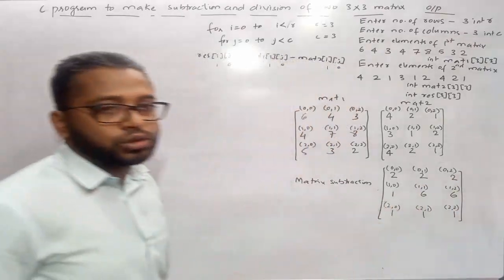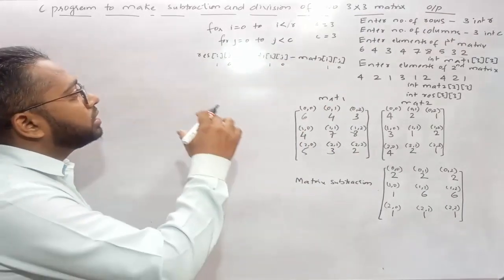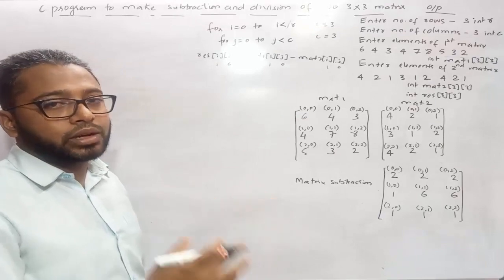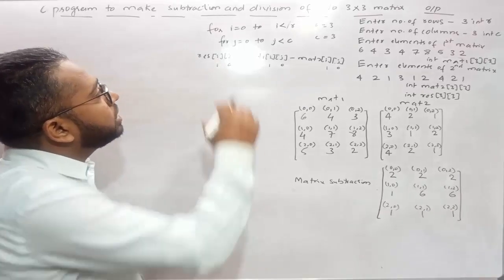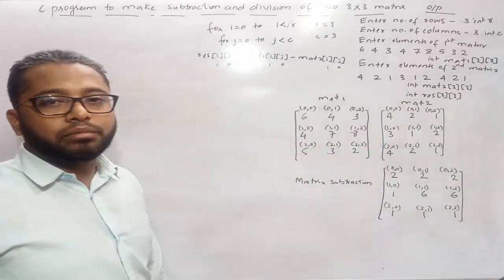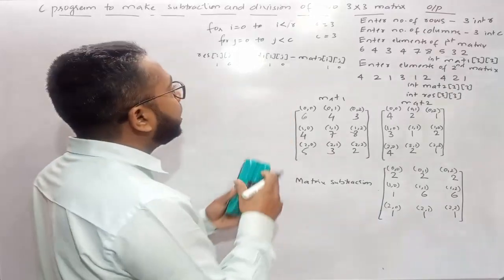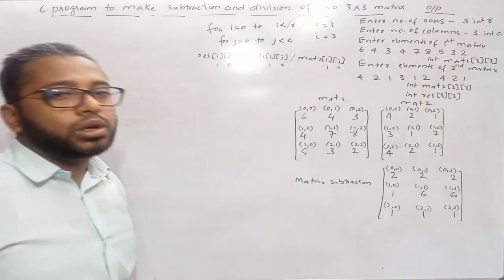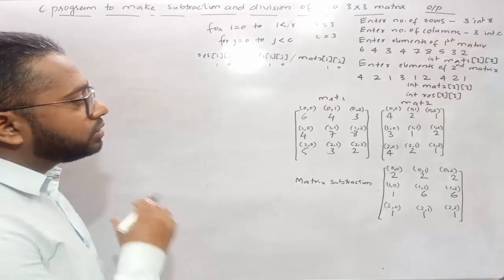Okay, I hope you guys have understood how you can make the subtraction of two 3 cross 3 matrices. Okay, so now in exactly the same way you can make the division of two 3 cross 3 matrices. For doing the division, you just need to change the operator here. Instead of subtraction, you just need to use the division operator. Okay, and everything else will be the same.